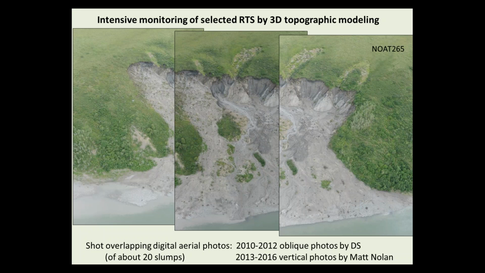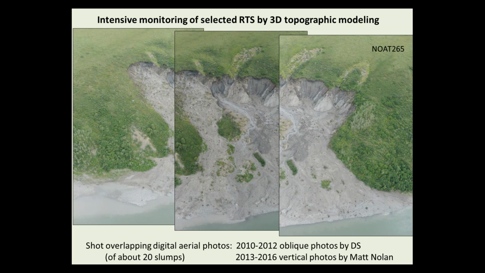In addition to just mapping all of these things, we decided to try to monitor a few of them intensively, and to try to get a feel for how fast they grow, what volume of material, and that kind of thing. So we selected a few of these slumps that we had identified as being on major water bodies, or clustered together so they were fairly easy to get to, the big dramatic ones. So here we are back at this one in the Noatak River, and we shot overlapping aerial photographs that we could use then to create 3D models using structure from motion software.